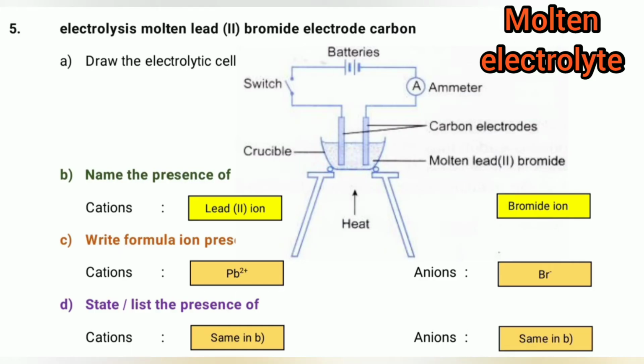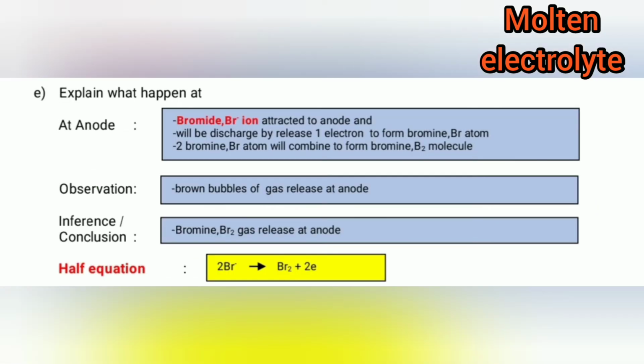Electrolysis of molten salts. In the molten state, there is one anion and one cation that move freely.